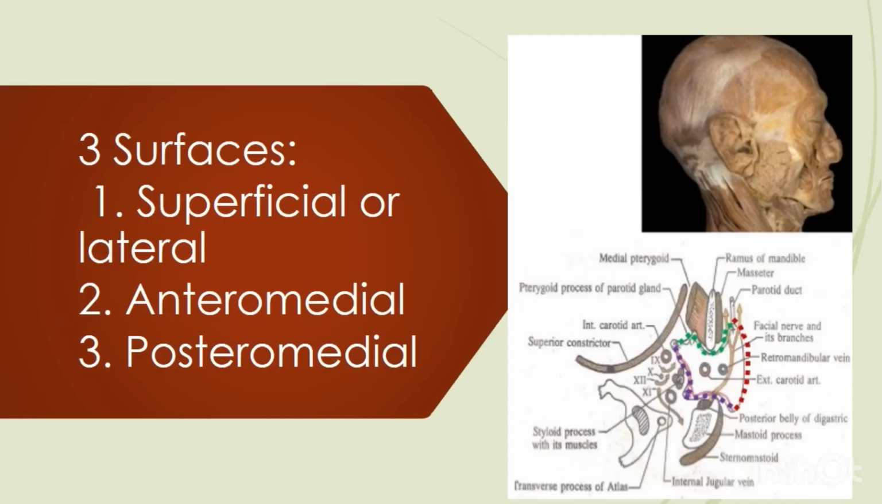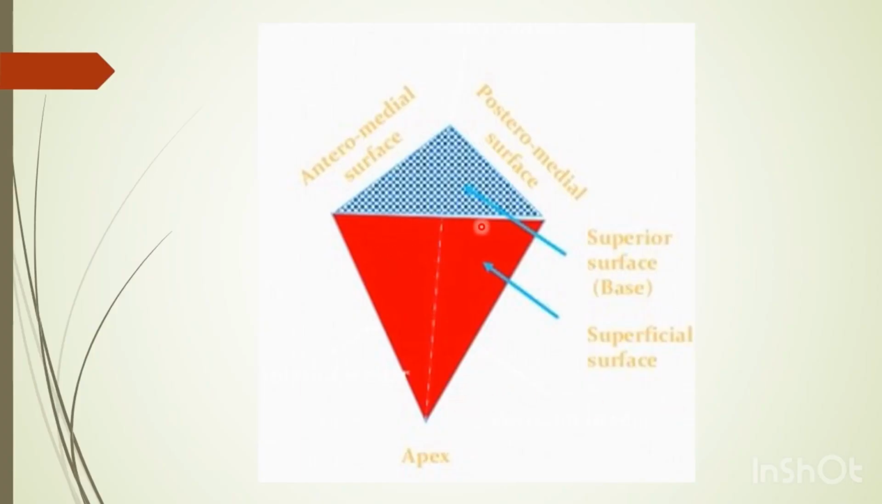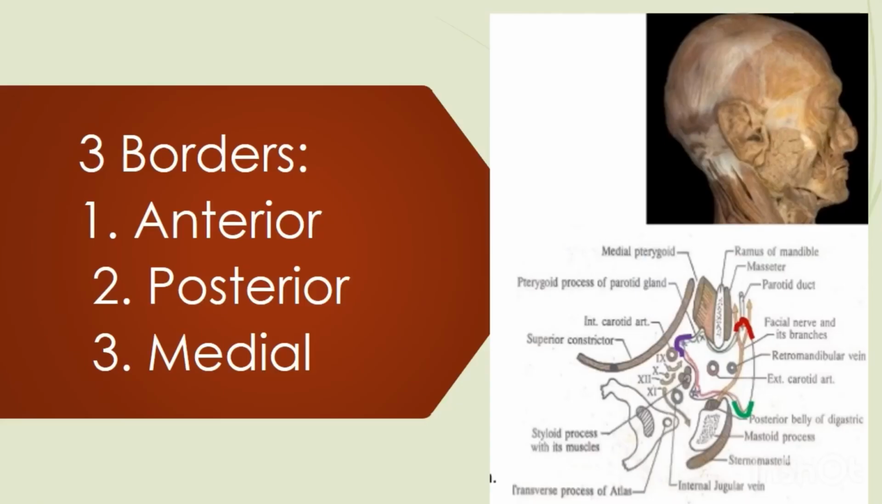The three surfaces of the parotid gland are the superficial or lateral surface. From the name itself, it is superficial, that is, we can view it from outside. And the other two surfaces are the anteromedial and the posteromedial surfaces. Both of these surfaces are towards inboard. As you can see in this picture, this is the superficial surface, this is the anteromedial surface, and this is the posteromedial surface. From this picture, this is how the parotid gland is. This becomes the superficial surface, this is the base, that is the superior surface, and this side becomes the posteromedial, and this is the anteromedial surface. This is the apex. Now the three borders are the anterior border, the posterior border, and the medial border.